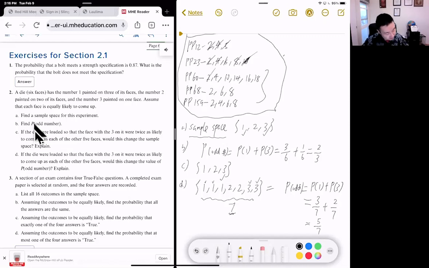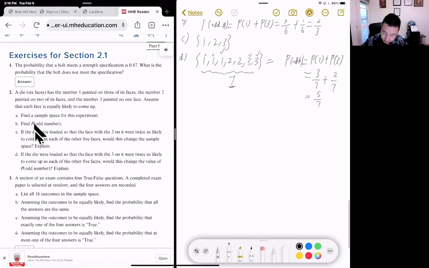Question number 4. Okay, question number 4 is about the counting method. So the outcomes are the 27 different strings of 3, choosing from conforming, downgraded, and scrap. Conforming is C, downgraded is D, and scrap is S.